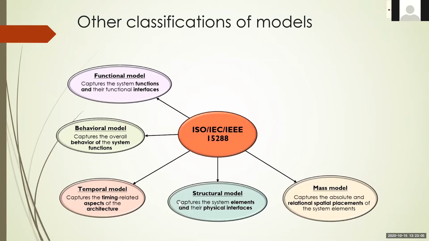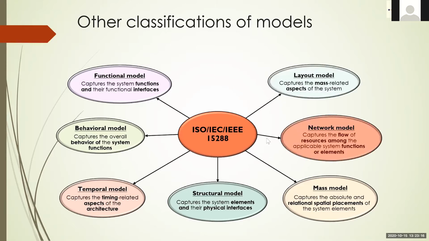We also have structural models to represent the physical parts of the elements, and mass models to represent spatial placements of the models. Another example is the network model. Here you will have your components, what the relations between those components are, and what the flow of events between those components is. And we may also have the layout model as an example, okay?